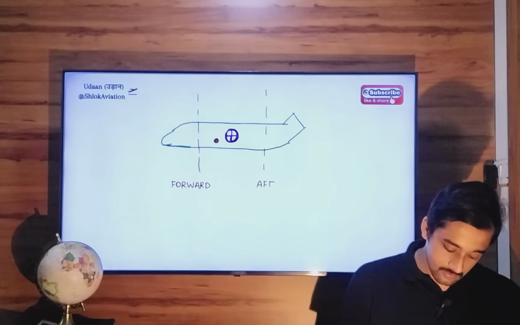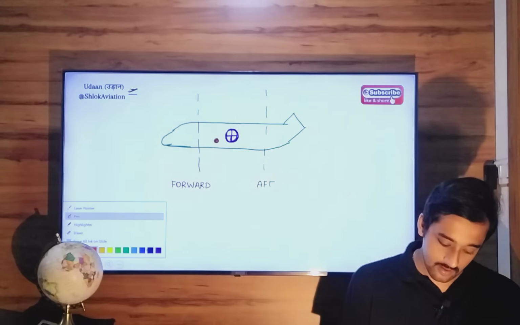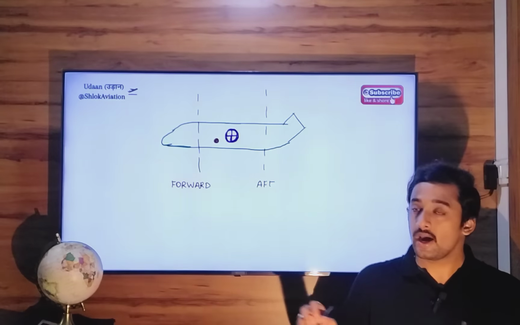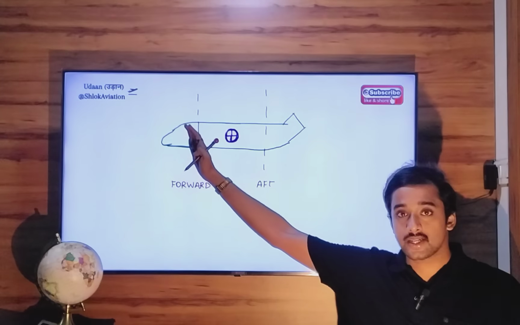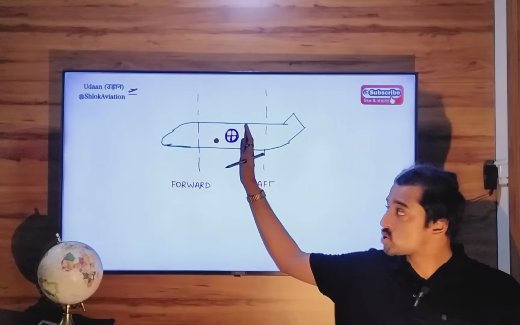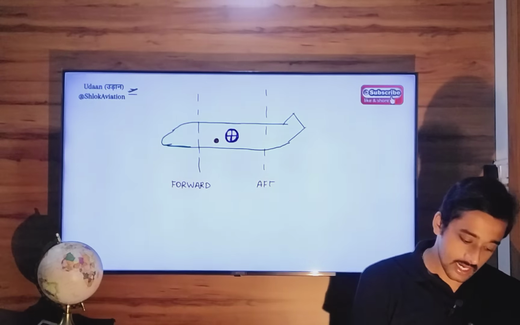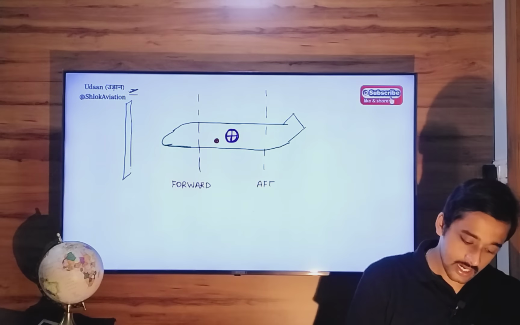Now this datum can be anywhere. It can be in your aircraft, like in the beginning of your aircraft, that is the nose section. It can be in the tail section. This datum can also be outside your aircraft. So this datum can be here. Okay, an imaginary datum can be here.